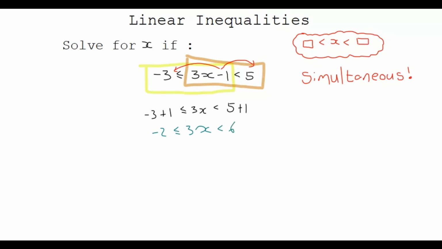Fantastic. Now we need to isolate the x, so we divide by 3. So we have minus 2 over 3 less than or equals to x, which is less than 2. Again, why have the signs not changed? The signs remained exactly the same. Why? Because we divided by a plus 3 over here.